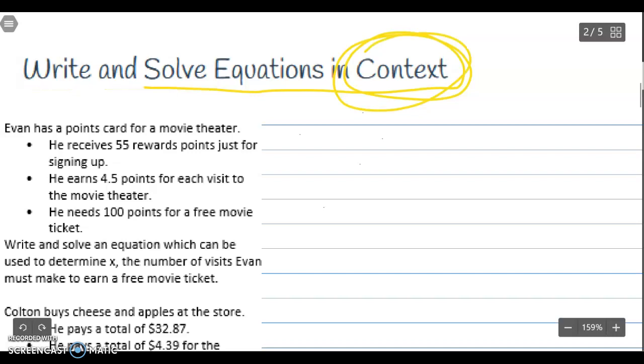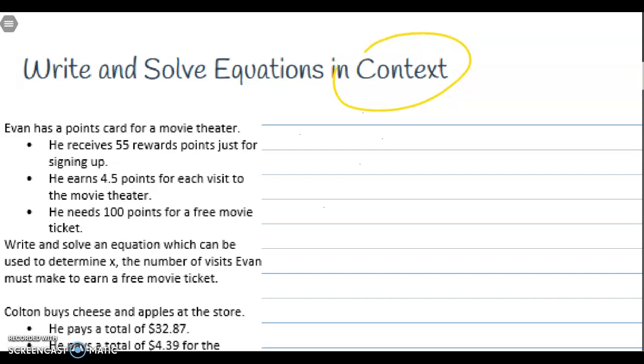Today we're looking at how to write and solve equations in context. Really what that means is in word problems. We're going to write and solve these equations from the word problems given, and they're going to be two-step equations, which I went over how to solve in my previous video. So let's take a look at our first example here.